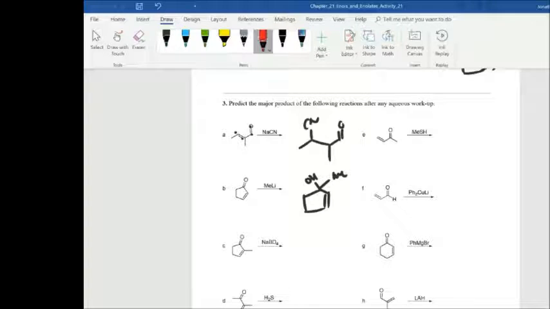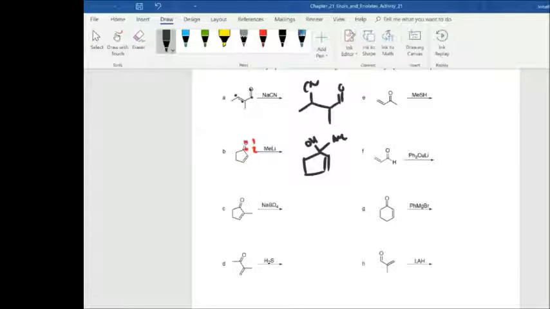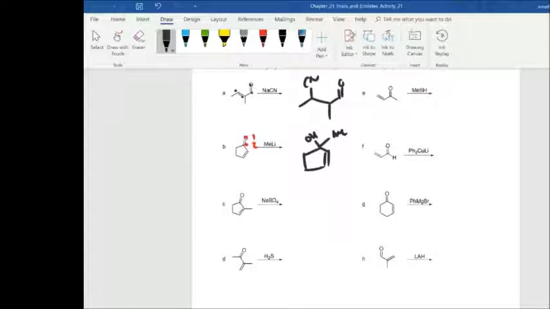So if you were to just count it, it would be 1,2 addition. Okay, let's go through NaBD4. Since it's also a good hydride source, it's deuterium, but it's just basically hydrogen with a bit more mass. We can conclude that it's going to do 1,2 addition. So we count 1, 2, and then make sure the carbonyl turns into an alcohol.